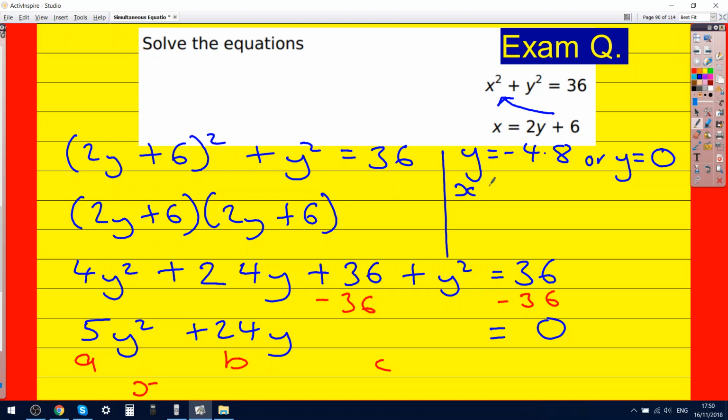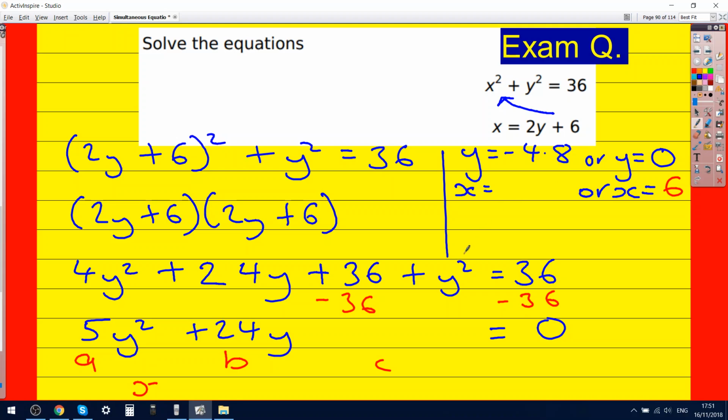Let me just change your character. So if you go back to the start of the equation, just pick the easier of the two. So if y equals 0, then x must equal 6. Yep. And the other one?